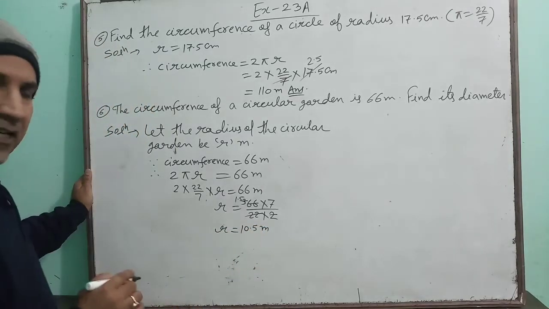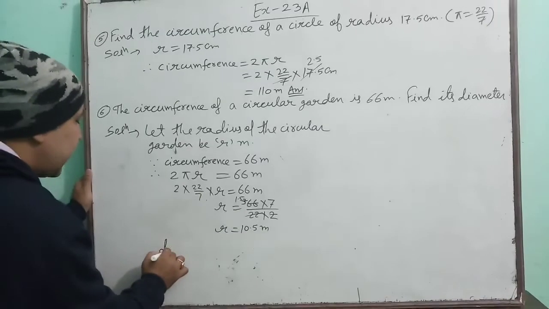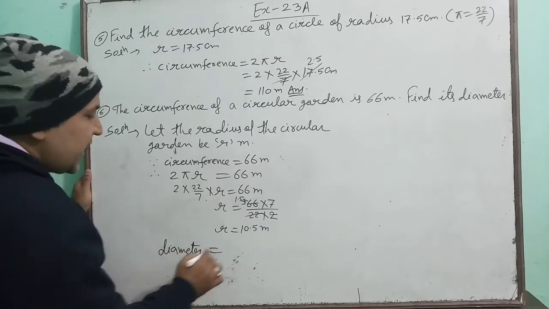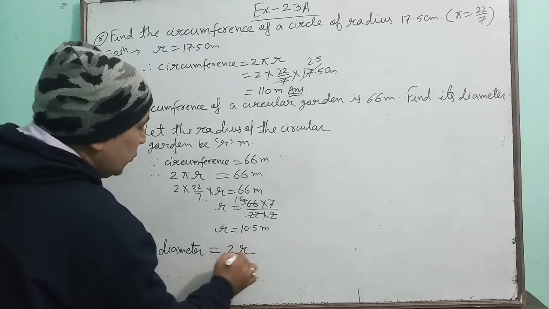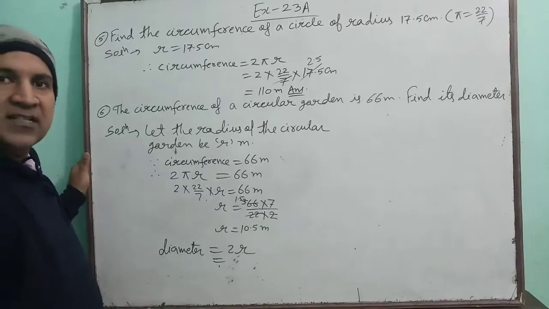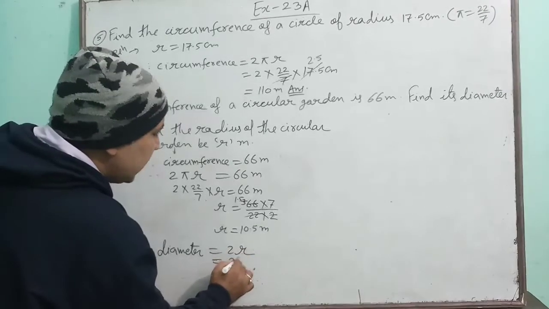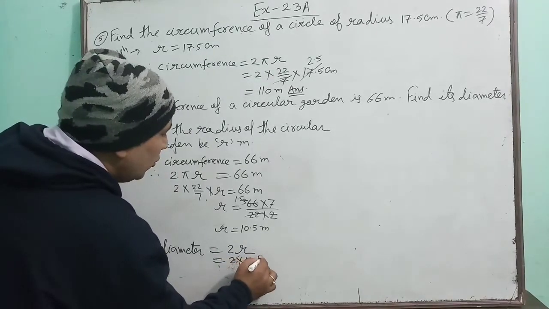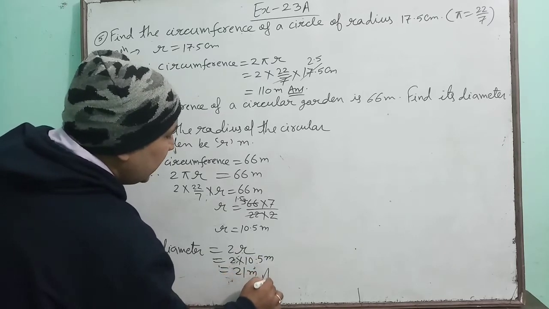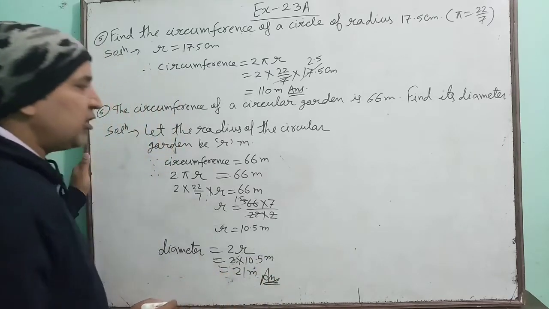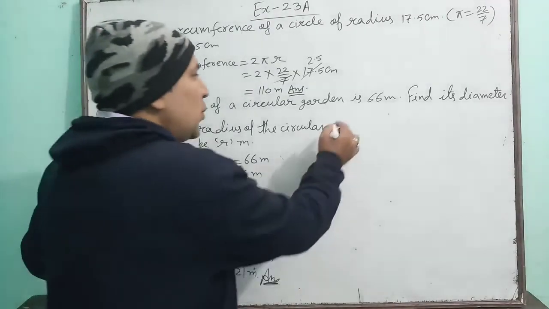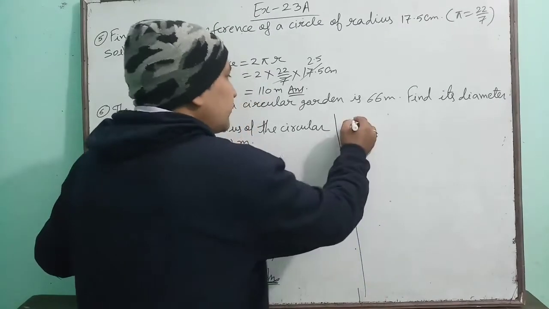This is the radius and question is asking diameter. So children, diameter is equal to 2 times radius. Diameter of a circle is equal to 2 times radius means 2 into 10.5. That means 21 meter is the diameter of the circular garden. Okay. See, one more method is there children.